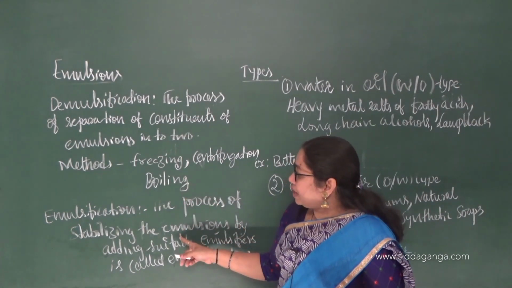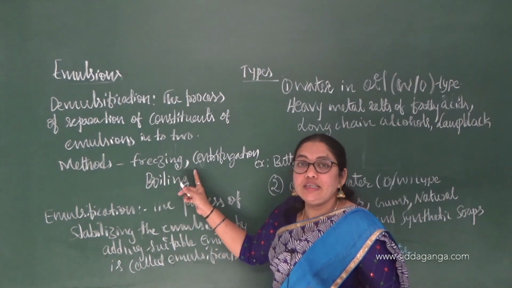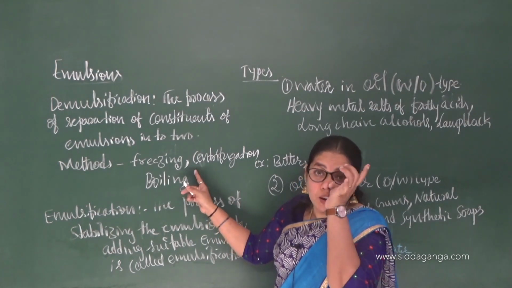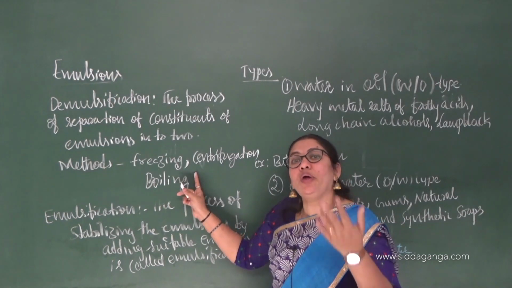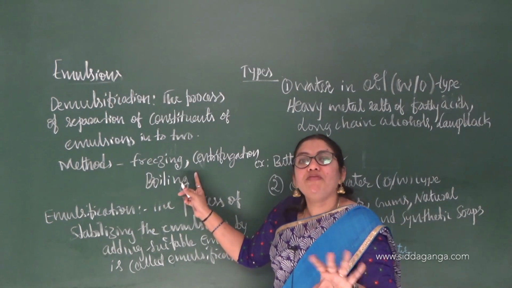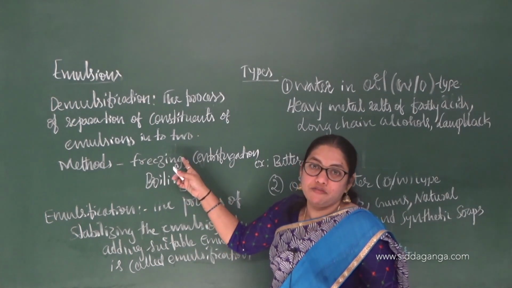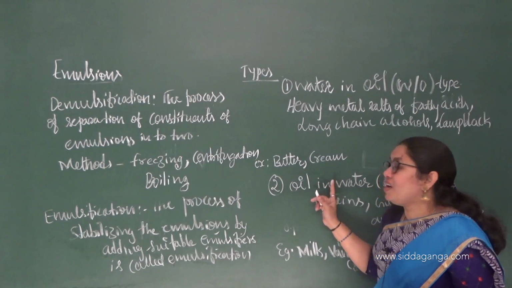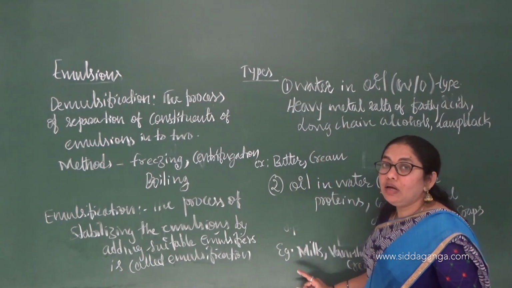So emulsification is stabilizing, de-emulsification is destabilizing, or you are making it unstable. Is that clear? If their constituent particles are together, then it is stable. If they are separated from one another, that is unstable. That can be done by de-emulsification. Is that clear? So different emulsifying reagents are used for the two types of the emulsions.